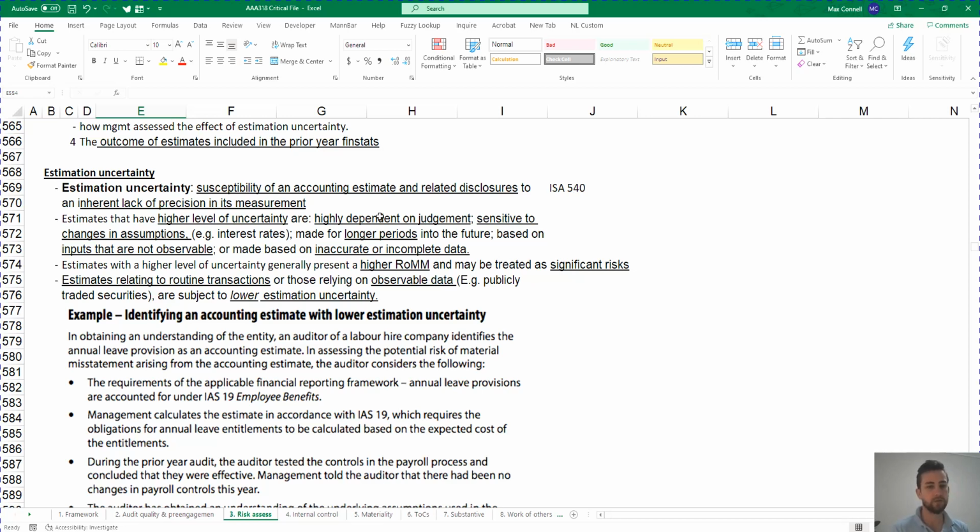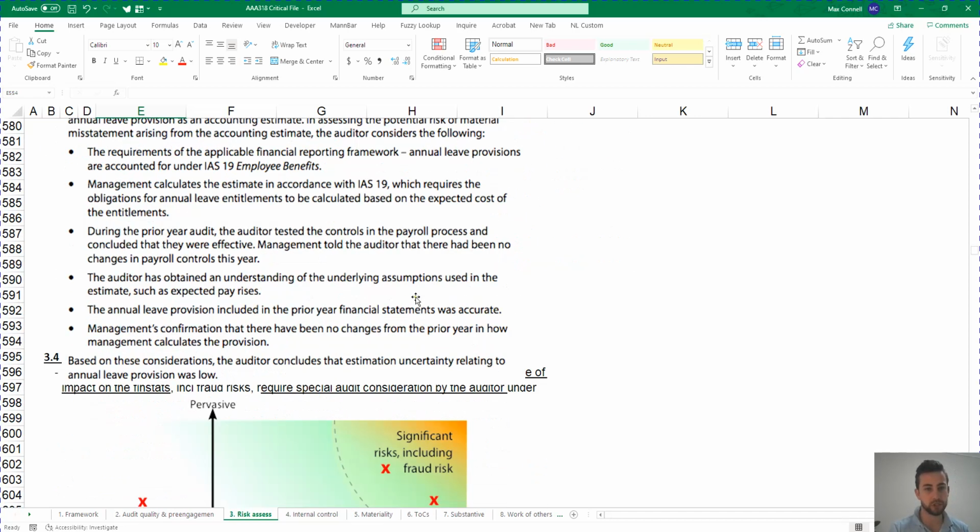Estimates that have a higher level of uncertainty are highly dependent on judgment, sensitive to changes in assumptions, for example, interest rates, made for longer periods in the future based on inputs that are not observable, or made on inaccurate or incomplete data. Estimates with a higher level of uncertainty present a higher ROM and may be treated as significant risks. Estimates relating to routine transactions or those relying on observable data, e.g. publicly traded securities, are subject to lower estimation uncertainty.